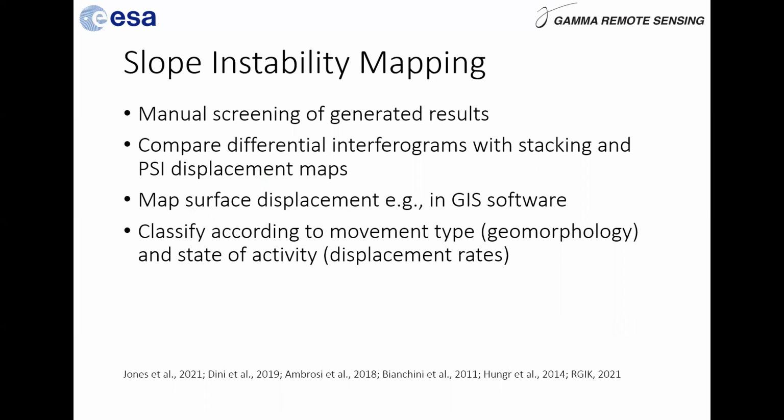To actually map slope instabilities, a manual screening of the generated results is performed. Differential interferograms are compared to stacking and PSI results to identify surface movements and distinguish these from other artifacts that may look like surface motion. Mapping is best done in a GIS environment using polygons. In order to also assess hazards of the mapped features, they are classified into movement type, according to geomorphological features using orthophotos, digital elevation models, and if present field data, and according to their state of activity, which is defined by their displacement rates.